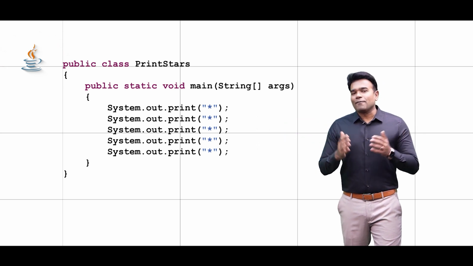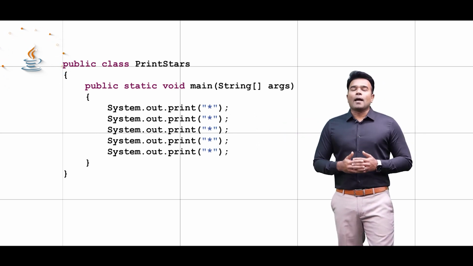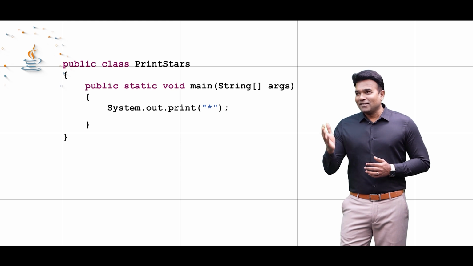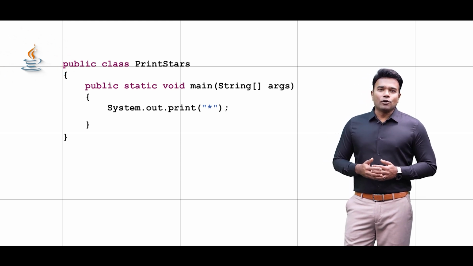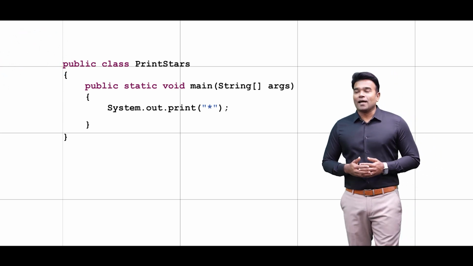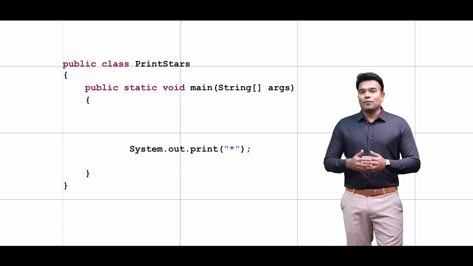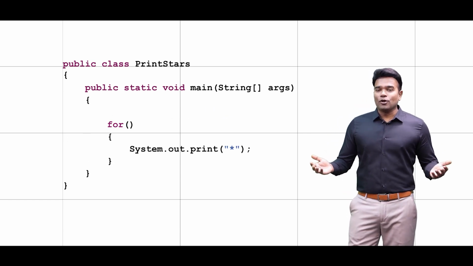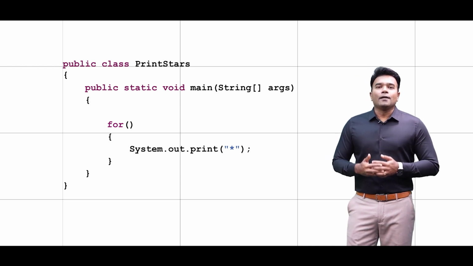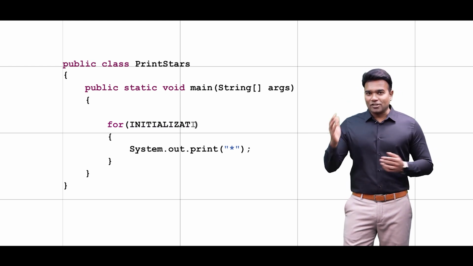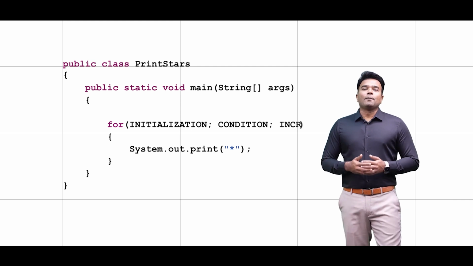I wouldn't wish to have these 5 print commands. Rather, I would just have one print command in Java, but then I need to enclose it within the loop. Again, I shall be making use of the for loop, and the moment I make use of any loop, you know that there are 3 aspects associated: the initialization, the condition check, and the incrementation.